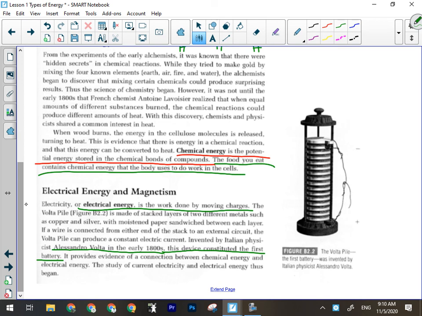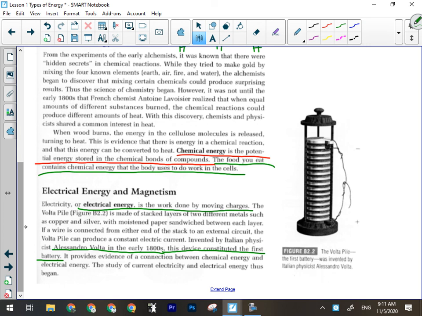As the electrons are flowing through, they are slowed down by something, and when they're slowed down, they transfer their energy to whatever it is you have them hooked up to. A blender, a hair dryer, a heater, whatever: you're slowing them down and releasing the kinetic energy that they have. So electrical energy is the work done by moving charges.